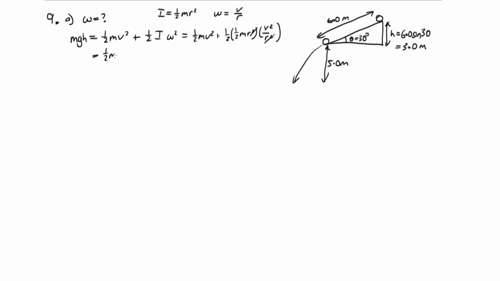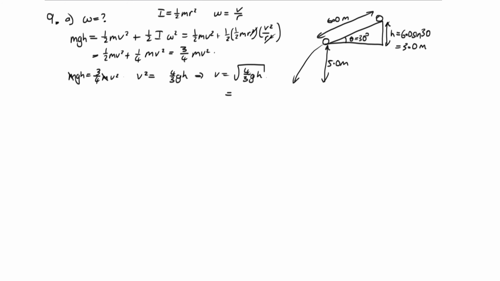So we've got a half mv squared plus a half times a half, which is a quarter, times mv squared. So this is equal to 2 quarters mv squared plus 1 quarter mv squared. So this is 3 quarters mv squared. So we can use this to get the velocity of the cylinder as it's launched from the roof. So we've got mgh is equal to 3 quarters mv squared. These m's cancel out, and we've got v squared is equal to 4/3 gh, which tells us that v is equal to the square root of 4/3 gh.